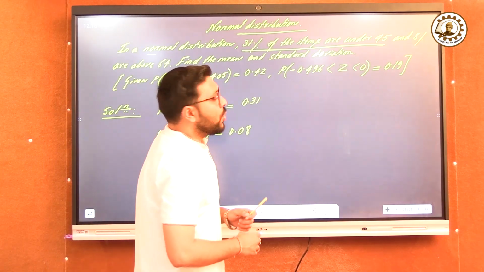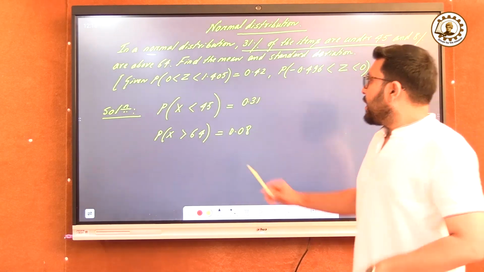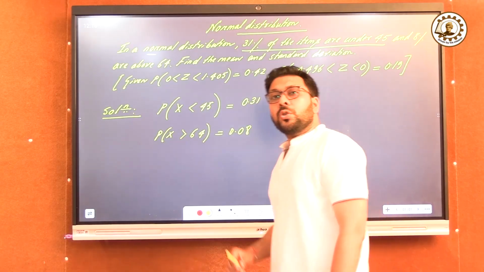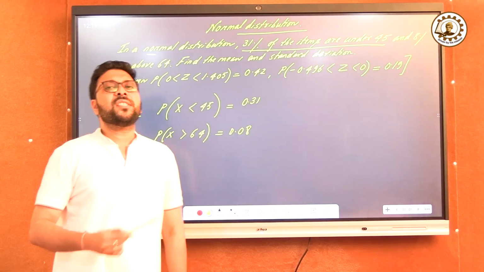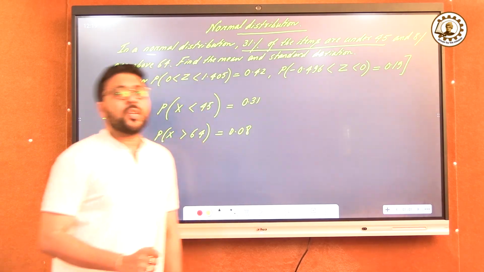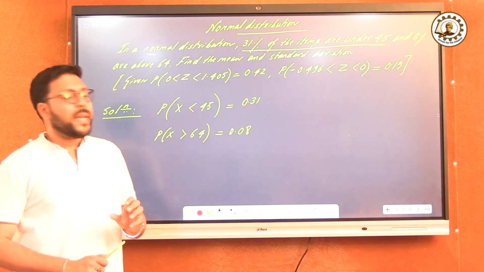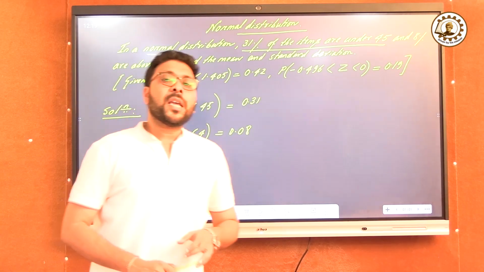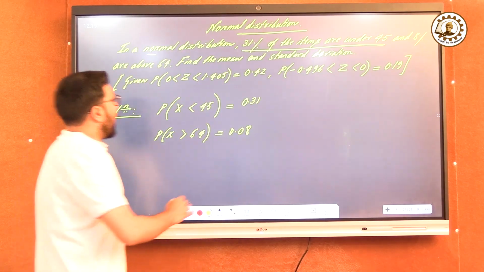The next part, what we should do is, we have to change this particular value 45 and this particular value 64 to its standardized value. Now how do we change it to a standardized value? In case of a normal distribution, you have to remember one simple logic, that you cannot work with these specific values. You have to change it to its equivalent standardized value. Now how should we change it?